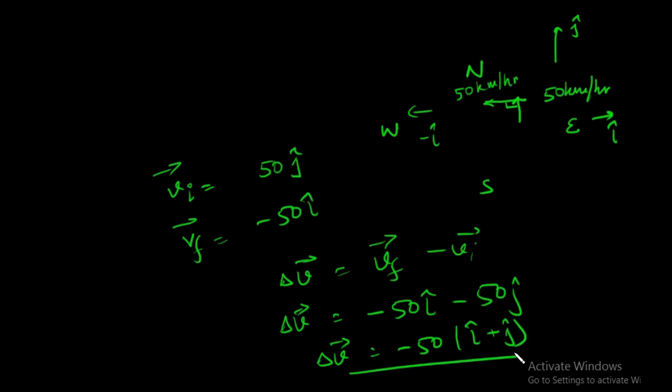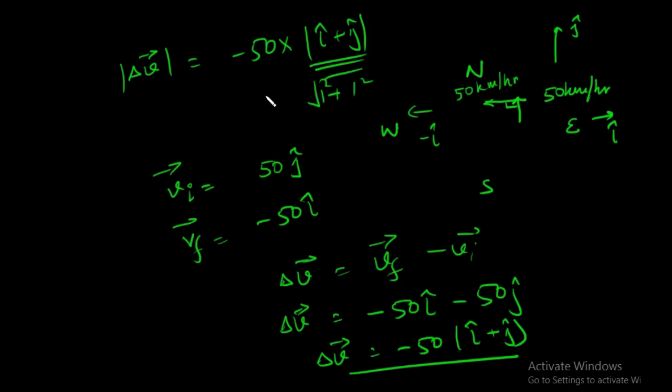Now I want to find out the magnitude of this, mod of delta v. This would be minus 50 times mod of (i plus j), right? This would be root 2, because this is under root 1 square plus 1 square, which is root 2. So it is equal to minus 50 into root 2. So the minus gets cancelled because it is magnitude, so about 70, alright. So the magnitude of change in velocity is 70, right?